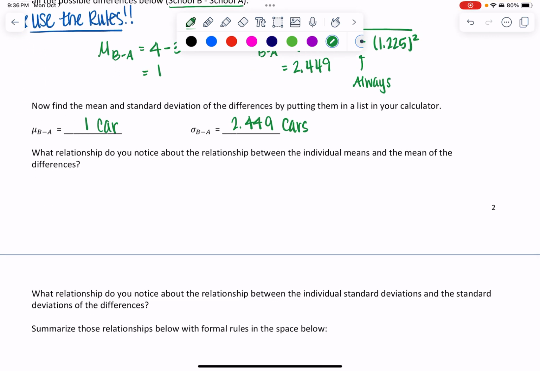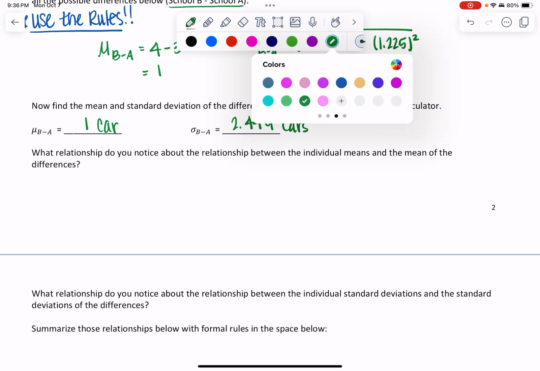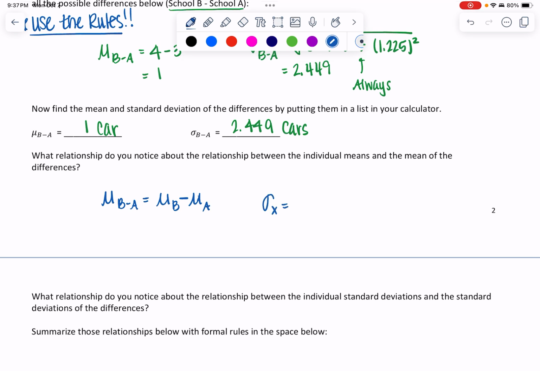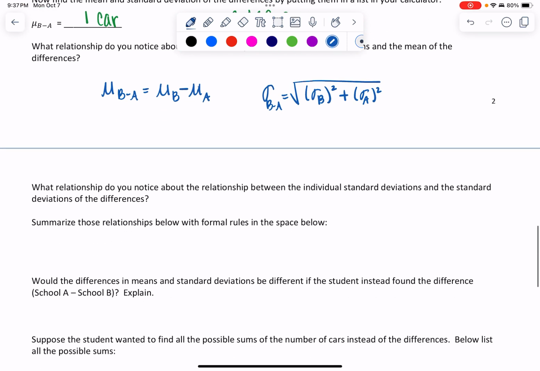Well, friends, it's the same relationship we've been talking about. It is this one: mu of B minus A is equal to the mean of B minus the mean of A. And for standard deviation, I don't want that X there. I want B minus A. It is the standard deviation of B squared plus the standard deviation of A squared. Again, it's always plus.